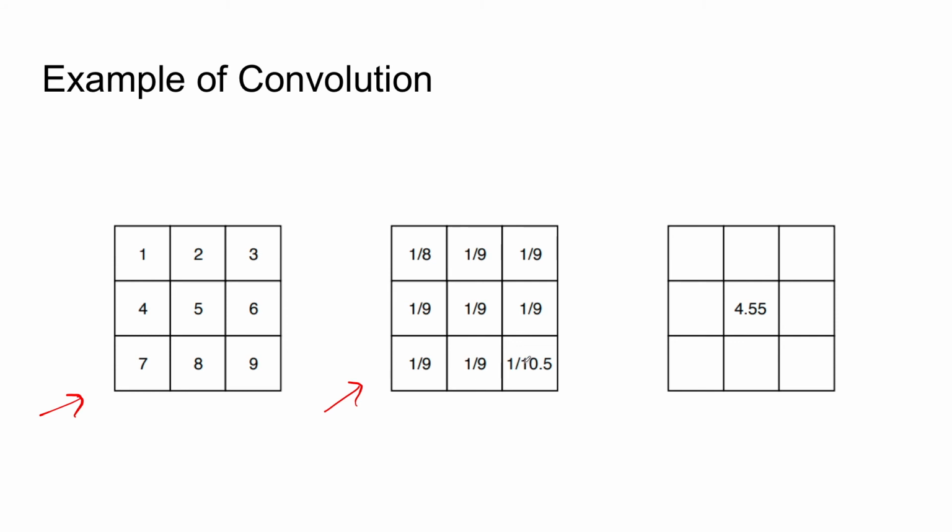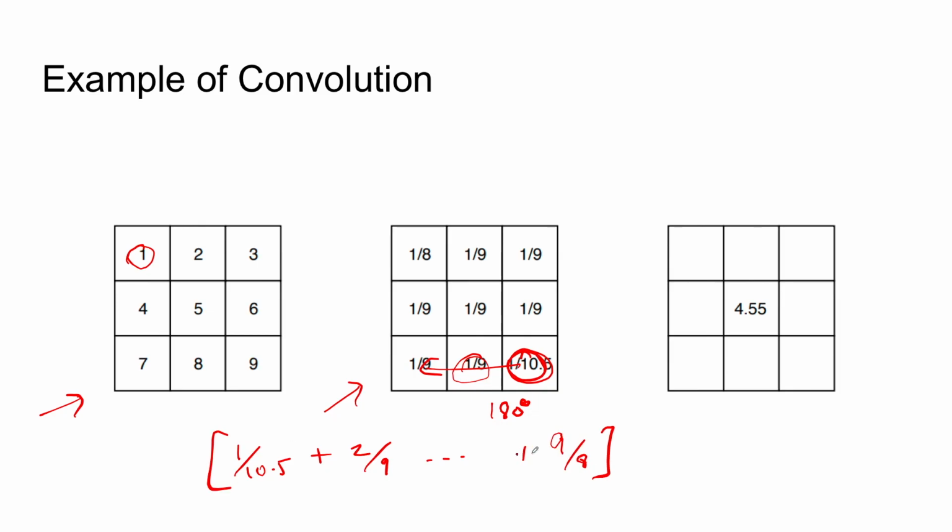Now what we do is, since the kernel is flipped 180 degrees, we see that 1 by 10.5 is now multiplied with 1. 1 by 9 is now multiplied with 2, and so on. You see, this is how your kernel is to be multiplied. The last 1 by 8 is now multiplied with 9. Again, we won't multiply 5 and 1 by 9. After doing this calculation, we get an answer equal to 4.55.